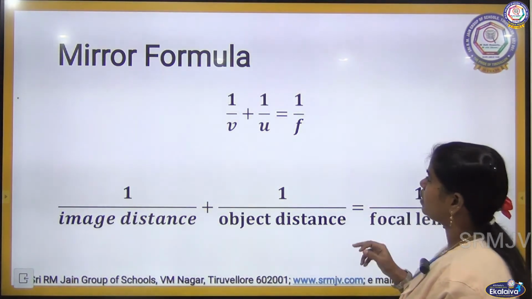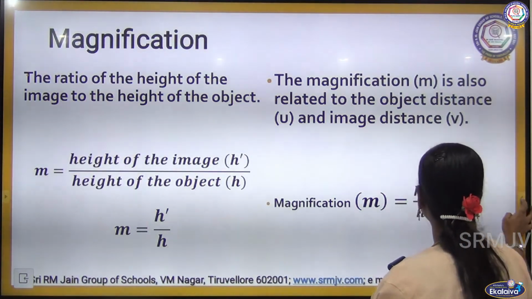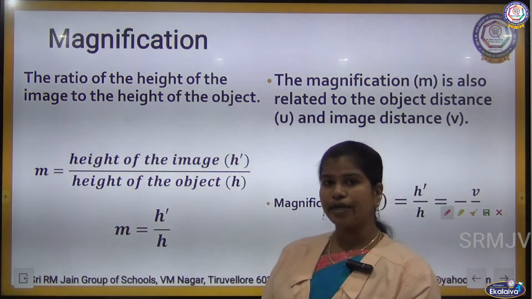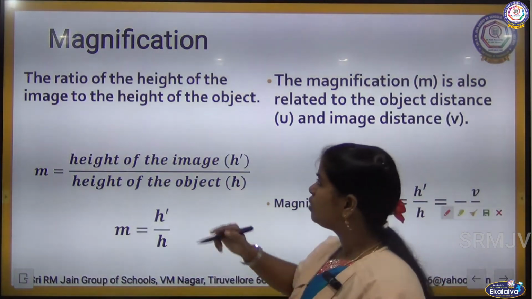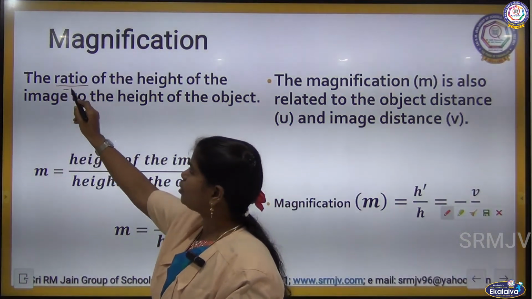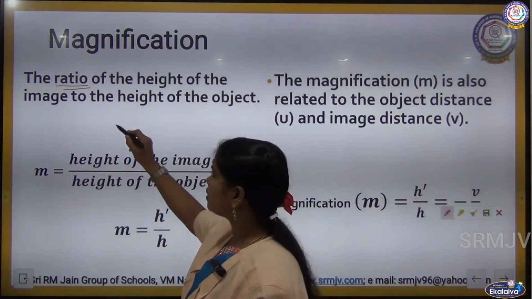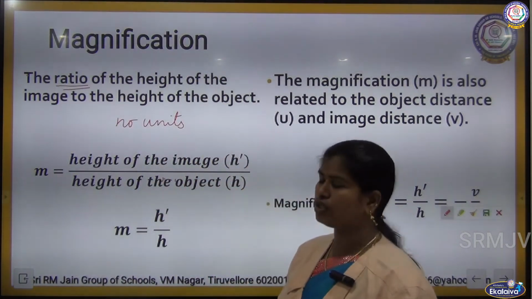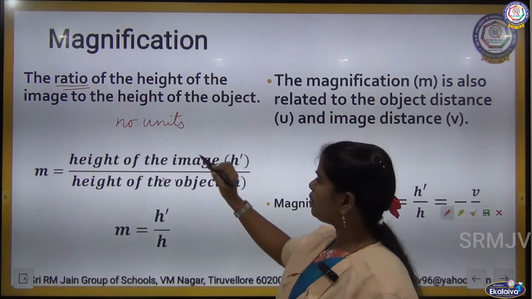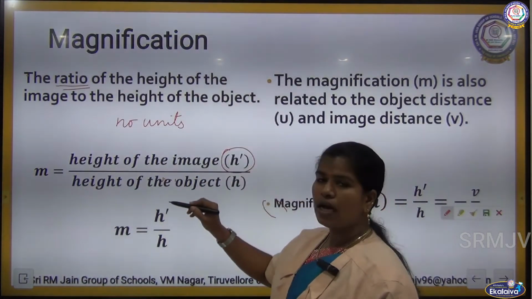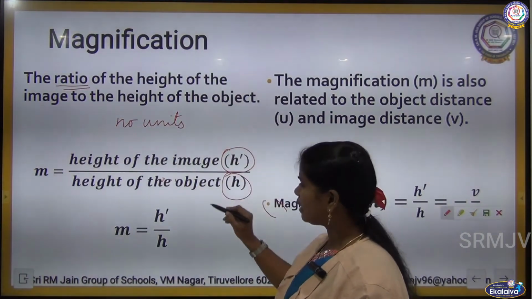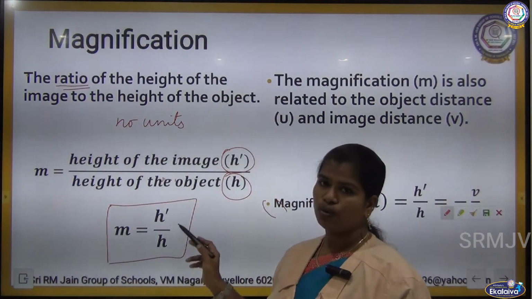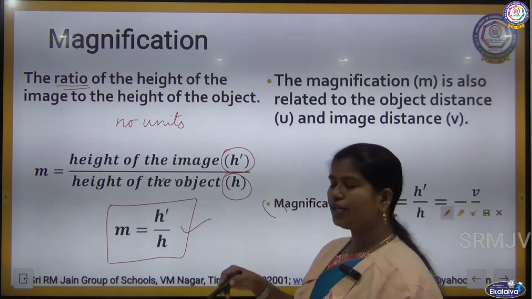Now we will talk about the magnification. Magnification is the ratio of the height of the image to the height of the object. As it is a ratio, magnification does not have any units. The height of the image is denoted as h dash, and the height of the object is denoted as h. So the magnification is h dash by h.